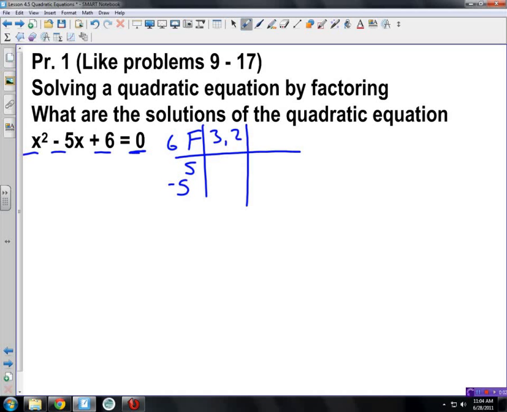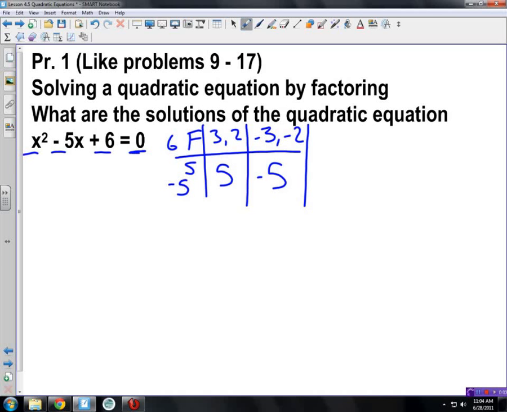3 times 2 is 6. 3 plus 2 is 5. Now you would think that would work, but it's negative 5 and that's a positive 5. So I need to change this to, how about negative 3 and negative 2. A negative 3 times a negative 2 is a positive 6, but when you add them, it makes a negative 5. So it looks like negative 3 and negative 2 is my solution.